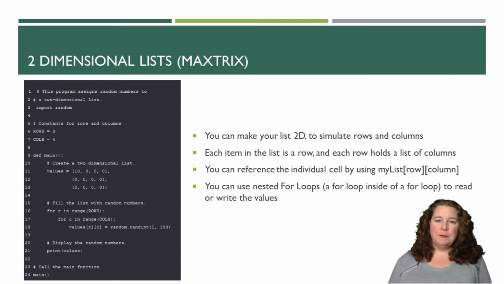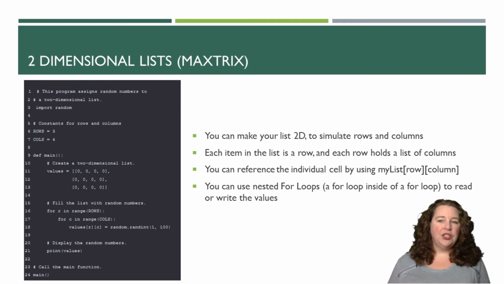One of the special kind of lists that we can create are two-dimensional lists. I sometimes refer to them as matrices. You can kind of think of them as a spreadsheet or a rows and columns list of items. So for each row, you have multiple columns. The same way in a two-dimensional list, each item in your list is a row, and each row holds a list, which would be the columns that exist in that list.